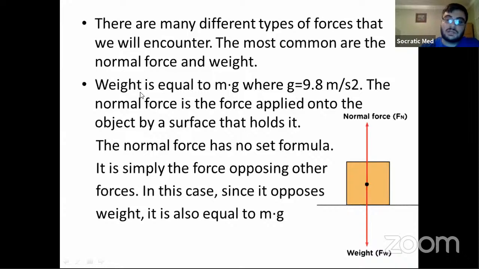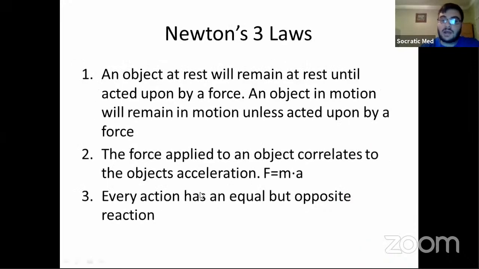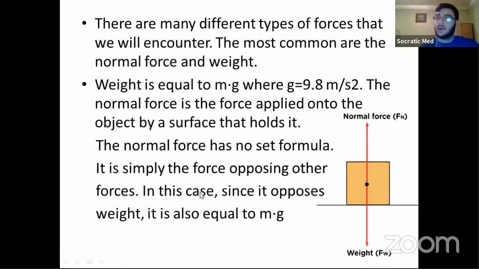The normal force is the force applied onto an object by a surface that holds it. So again, every action has an equal but opposite reaction. When I apply force to the floor, the floor applies a force onto me to hold me up. Otherwise, I would sink through, right? And this is what we call the normal force. So the normal force, unlike weight, has no set formula. It is simply the force opposing other forces. So in this case, it opposes weight, so it is also equal to mg, okay?